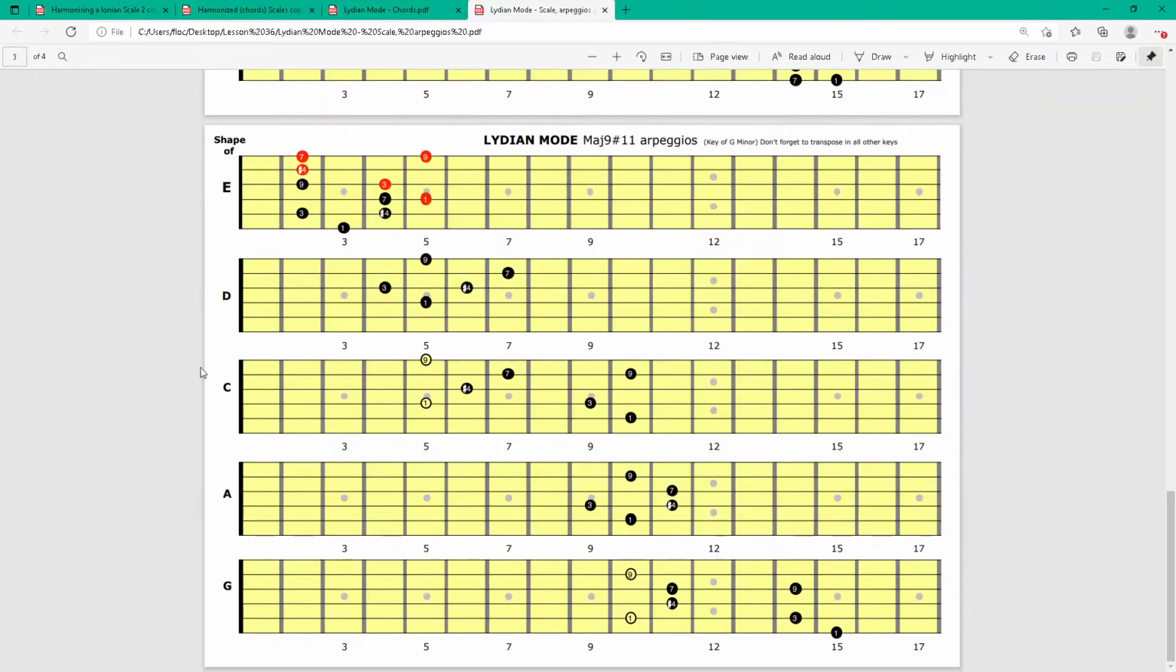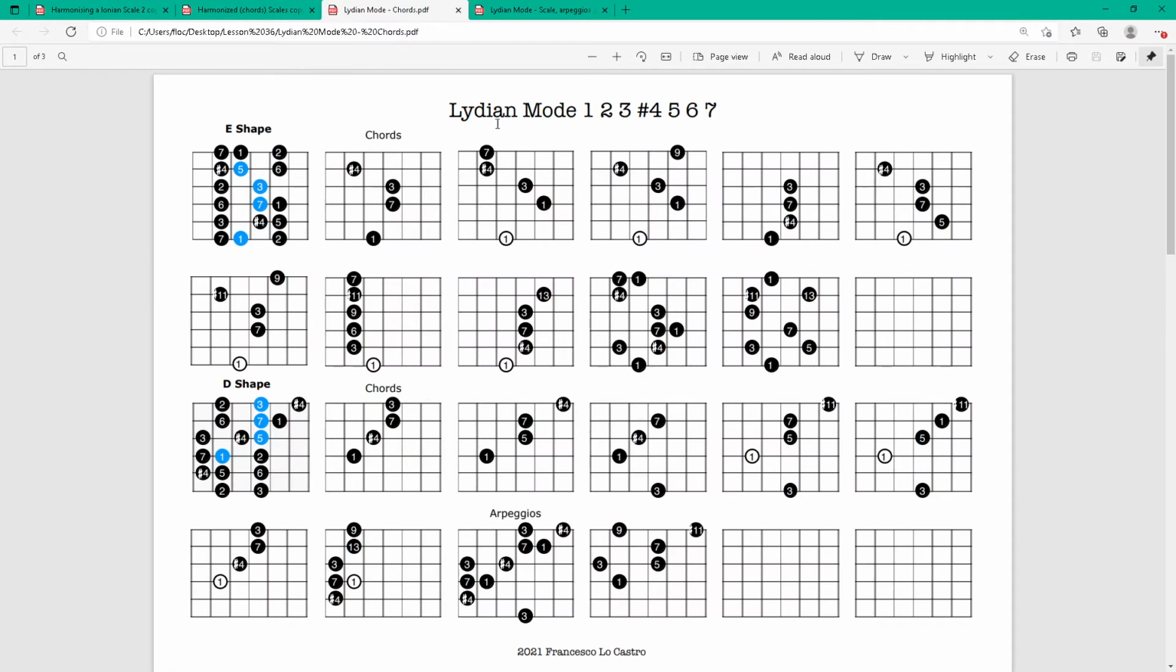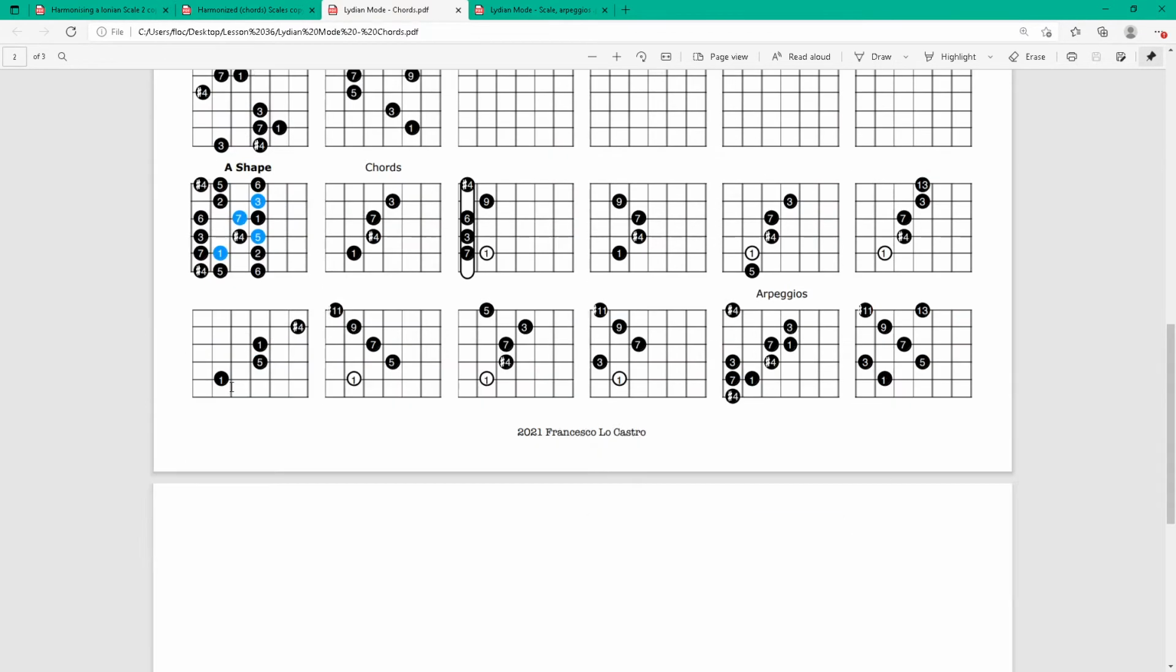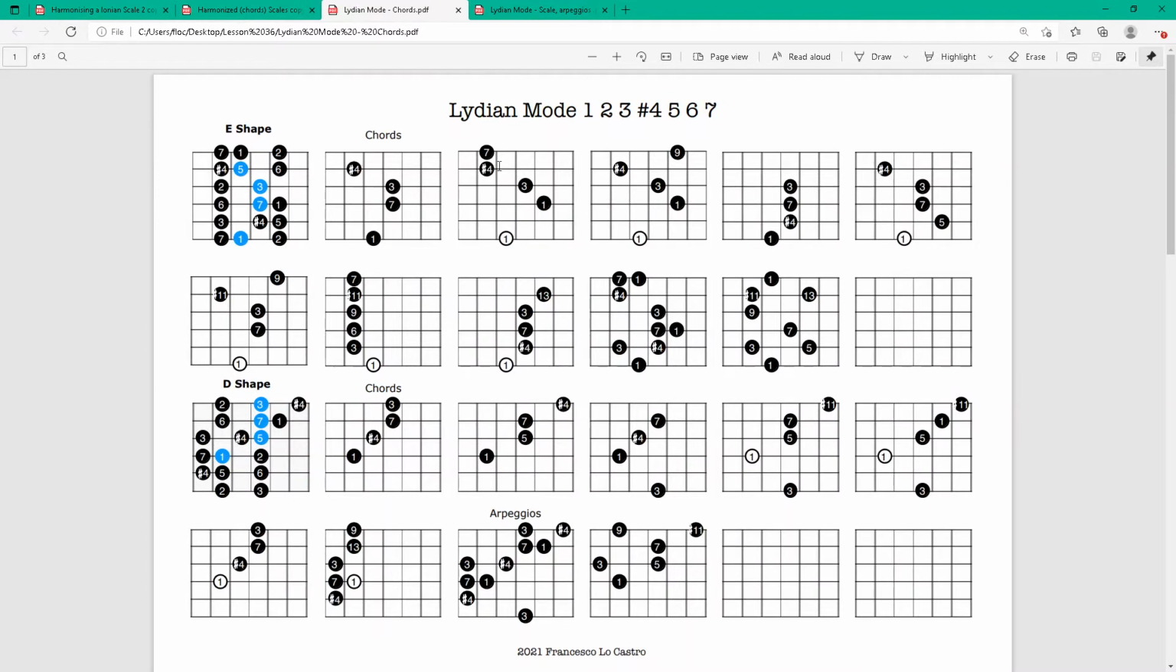Let's keep going on the PDFs. Aside from this, you also have one that relates to chords. Again, you have the shapes: E shape, D shape, C shape, A shape, and G shape. In this case, I have the major chords that also include the sharp 4. There are many more chords, but if you think of the difference between Ionian and Lydian, and by now I hope you understood that the only difference is one note, the 4 becomes a sharp 4. Or in terms of the higher octave, the 11 becomes sharp 11.